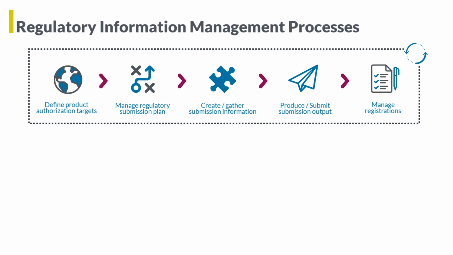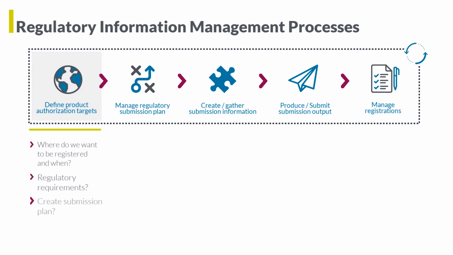Taking a look at the graphic here, you can see the different areas of RIM that organizations would need to address. Starting at the left with defining product authorization targets, the questions that need to be answered would relate to things like, where do we want to be registered and when? Or, what are the regulatory requirements? Or simply, how do I create a submission plan?